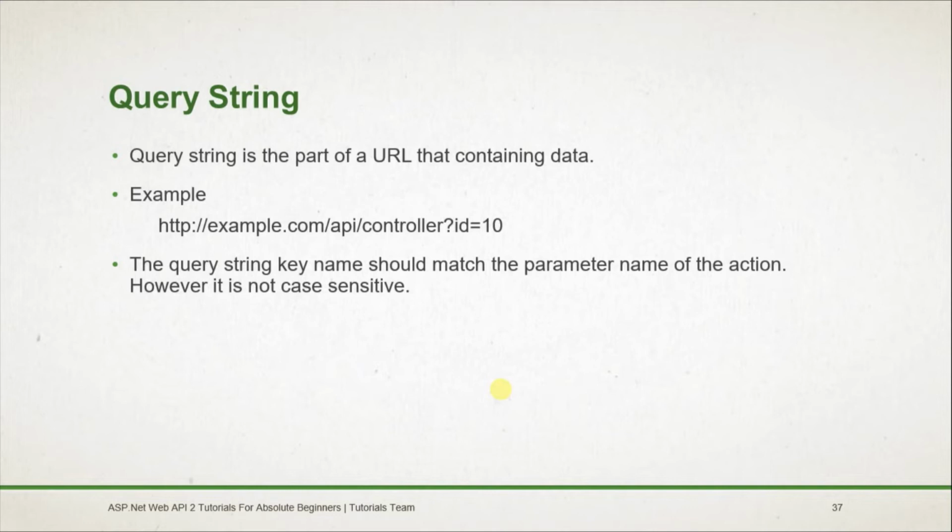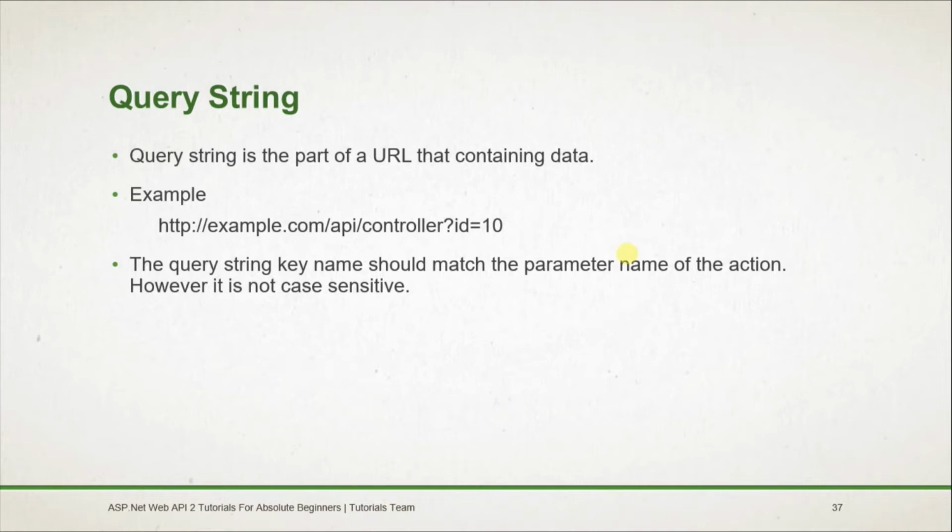Query string is a part of the URL which contains the data. In the given example, we are specifying that the parameter ID contains the value 10. ASP.NET Web API is powerful, so it will automatically identify the query string key name which matches the parameter in our action or method name. However, it is not case sensitive.